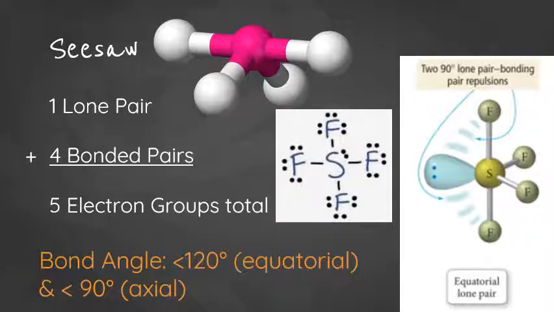So seesaw or sawhorse kind of looks like this. The reason why I've called it seesaw is that it looks like a seesaw, like you would see at the playground. And it does have, again, one lone pair, 4 bonded pairs, for a total of 5 electron groups. That lone pair that's hanging out on the top, I'm going to draw where that would be up here, is going to push those bonded pairs away from the lone pair. So that's going to create that shape. It's going to have a couple different bond angles. Along the equatorial, those are going to be less than 120 degrees, and the axial bond angles are going to be less than 90 degrees.